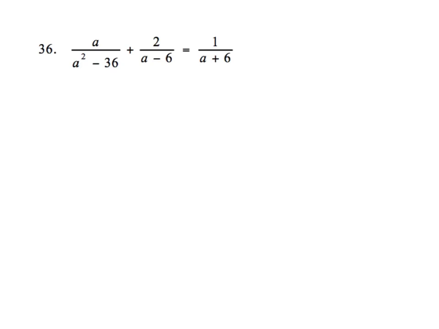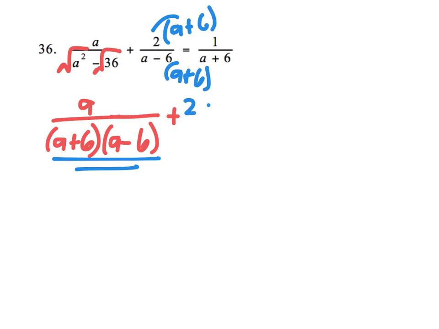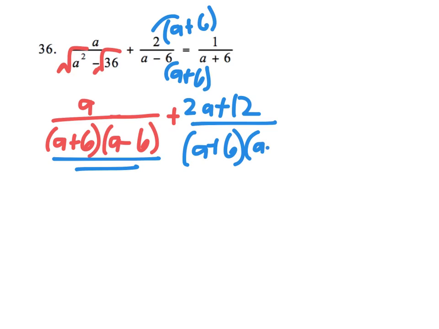My next one, we have a divided by a squared minus 36 plus 2 divided by a minus 6 equals 1 over a plus 6. First things first, I gotta factor this guy. We can do the square root thing. So we'd have a over a plus 6 times a minus 6 plus. Now notice this is going to be my denominator I want. So for this one, I have to multiply by a plus 6 over a plus 6, and I'm going to distribute. When we do that, we get 2a plus 12 over a plus 6 times a minus 6.